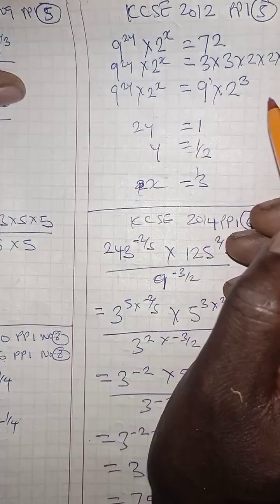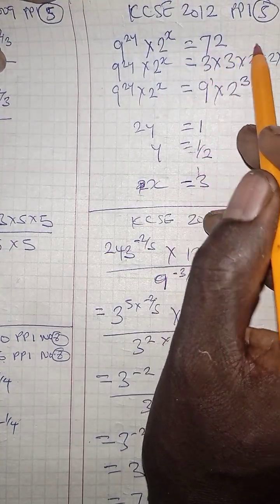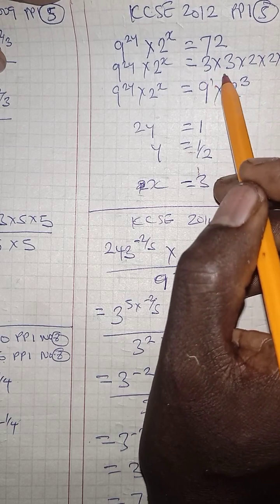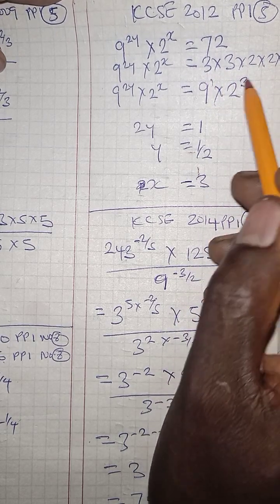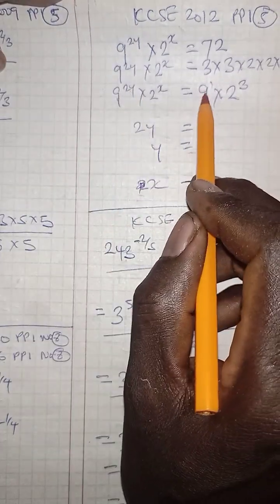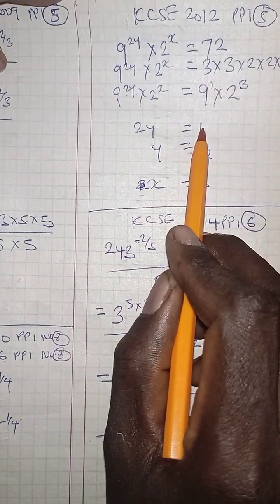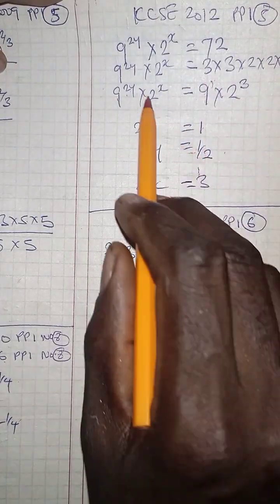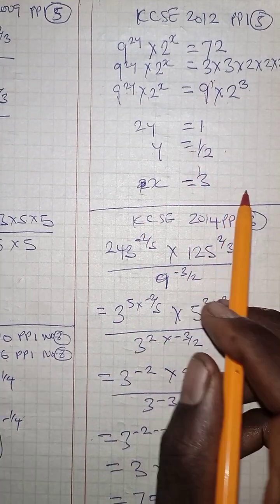Now you were told to solve for y. Find the factors of 72. The factors of 72 are 3 squared multiplied by 2 cubed. Now 3 squared is 9, 1. So this 9 raised to the power of 2y is 9 raised to the power of 1. So it means 2y is equal to 1. So y is equal to a half. And 2 raised to the power of x is the same as 2 raised to the power of 3. It means x is equal to 3.